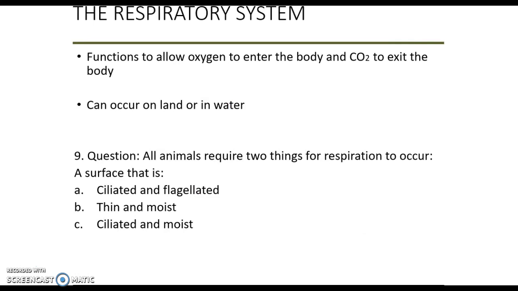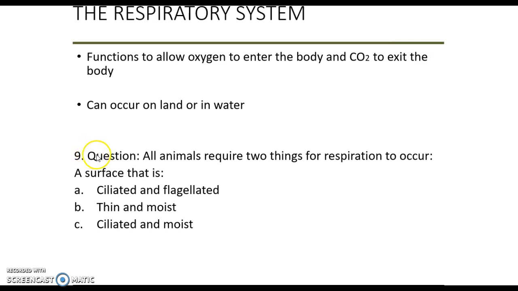So the main purpose of our respiratory system is to allow oxygen to get into our body and get to all of our cells, because our cells, like we touched on in the digestive review, require oxygen in order to create energy to work. The other thing that a cell does is give off carbon dioxide as a waste product, so our body also has to be able to get rid of that. And that can happen on land, or for some animals it happens in the water.